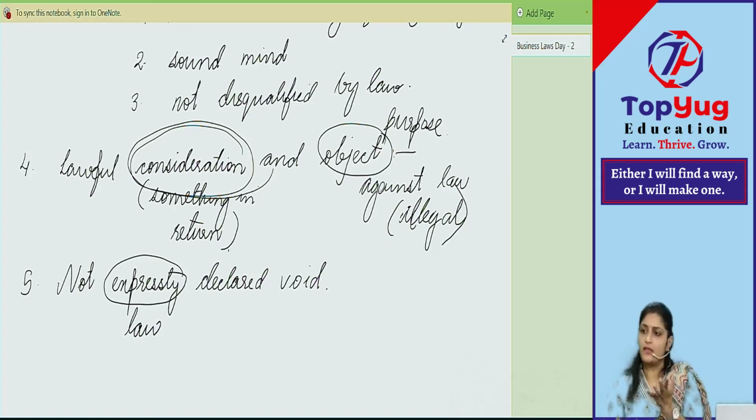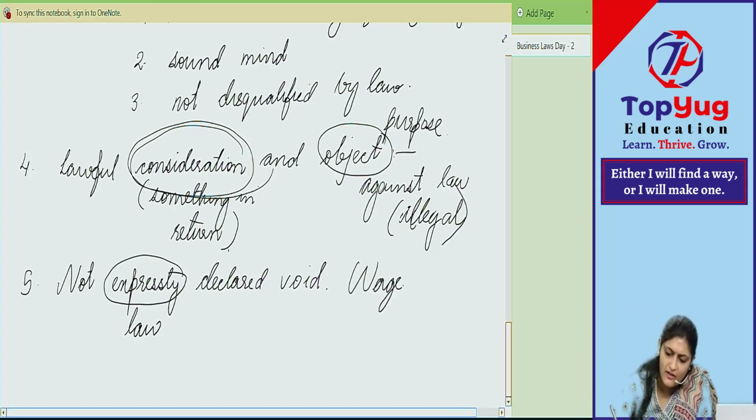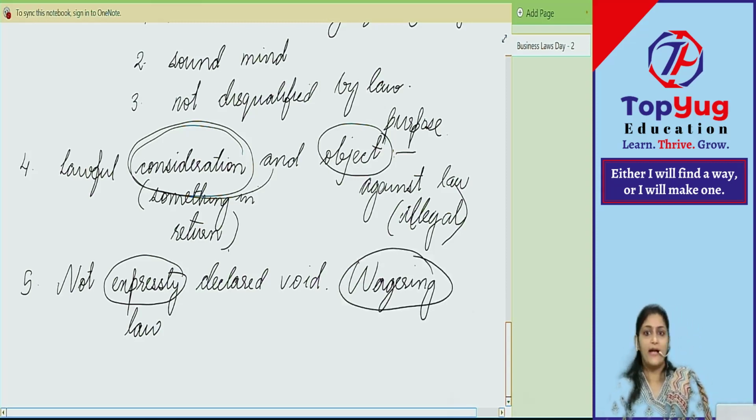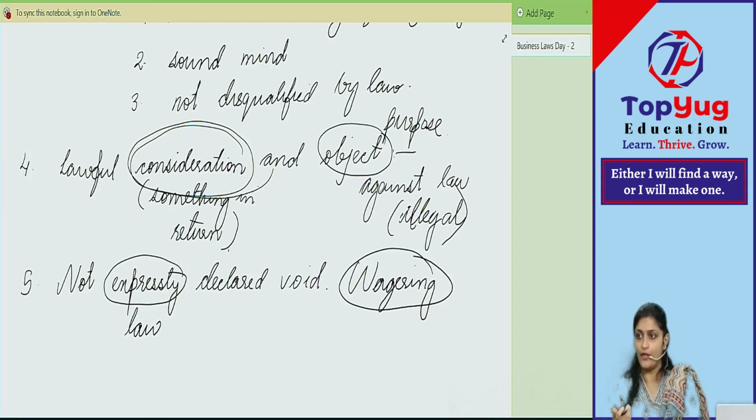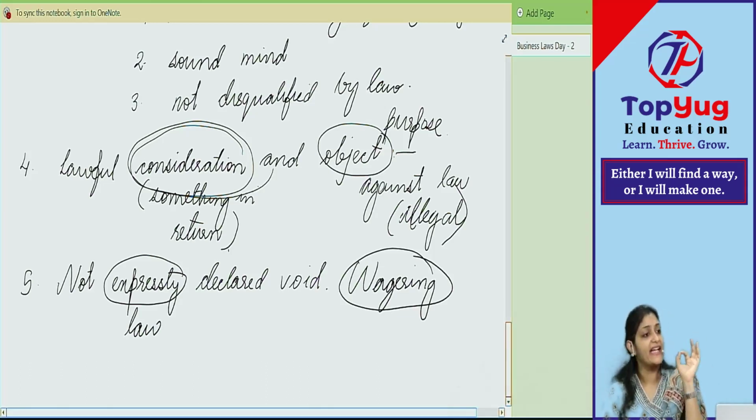I'll just, here also you have a list which you are going to see in your unit 3, but I'll give you an example: wagering agreements. What are wagering agreements? Wagering agreements are nothing but betting agreements. You enter into betting contracts. If this happens, I will pay you this much. If this does not happen, you pay me. If India wins the match, I will pay you. If India does not win the match, you pay me. So all these are considered to be what? Wagering agreements. Wagering agreements are expressly declared not valid.